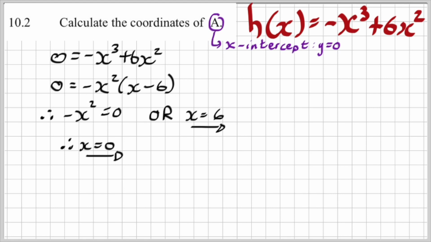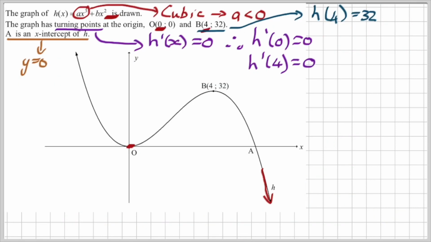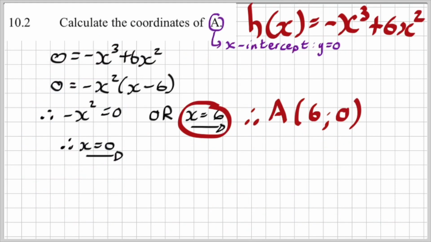Which one is it? Let's quickly look at our graph. They're asking you for A. Is it 0 or 6? It's definitely equal to 6. Please remember, ladies and gents, that they're asking you for a set of coordinates. If they're asking you for a set of coordinates, you have to write it as coordinates. They are allowed to deduct 1 mark. If your teacher wants to in the prelim exam, they can deduct 1 mark. So please answer the question.